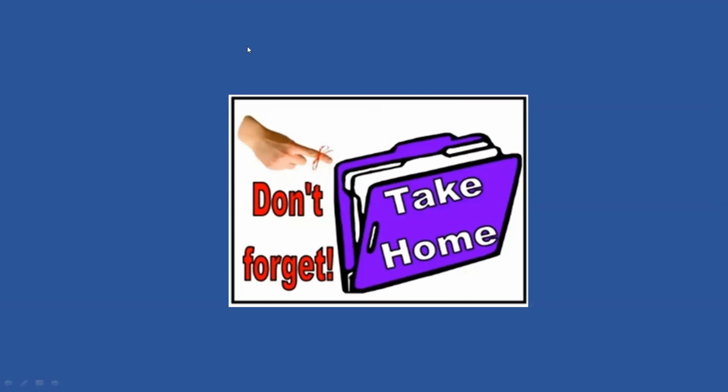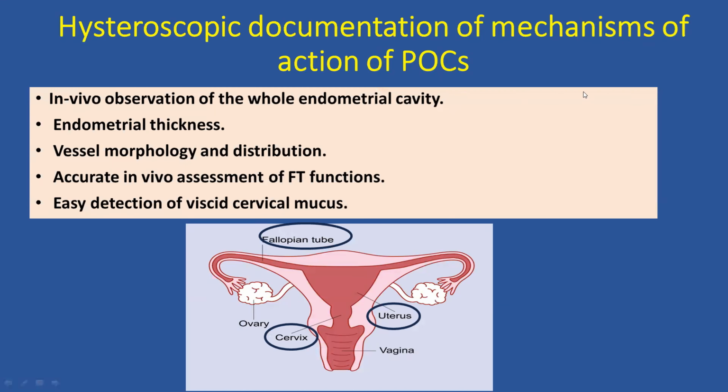And these are the mechanisms of action, how to diagnose the cases of abnormal uterine bleeding, and the role of hysteroscopy. So in conclusion, hysteroscopic documentation of mechanisms of action of progestogen-only contraceptives is feasible because it allows in vivo observation of the whole endometrial cavity, endometrial thickening, and endometrial vasculature. Vessel morphology and distribution are very important. It also allows accurate in vivo assessment of the fallopian tube functions, and lastly, it can offer easy detection of viscid cervical mucus. So it can assess the mechanism on the cervix, endometrium, thickening, vasculature, tiny lesions, and also fallopian tubes.